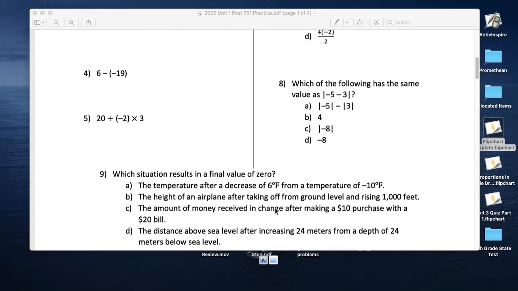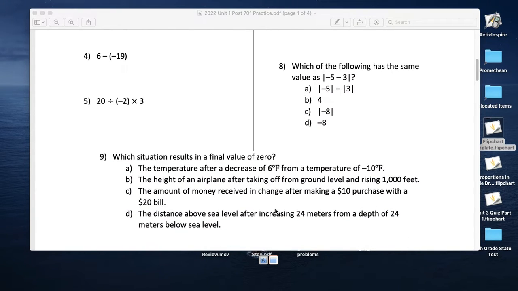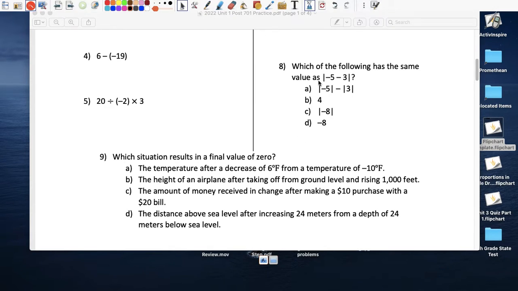All right, so number 8. Number 8 is a little bit tricky. First of all, it says, which of the following has the same value as the absolute value of negative 5 minus 3? So which of these, A, B, C, or D, is the same as the absolute value of negative 5 minus 3? So let's find out what that is first. Negative 5 minus 3, I'm going to change it to addition: negative 5 plus negative 3. Same sign? Yes. So it becomes negative 8.